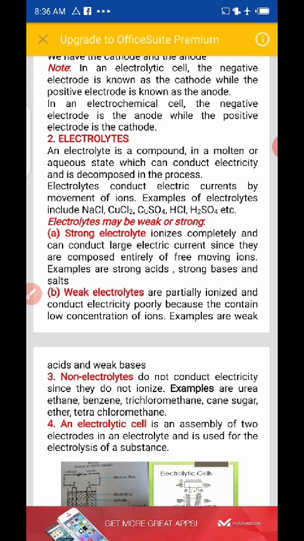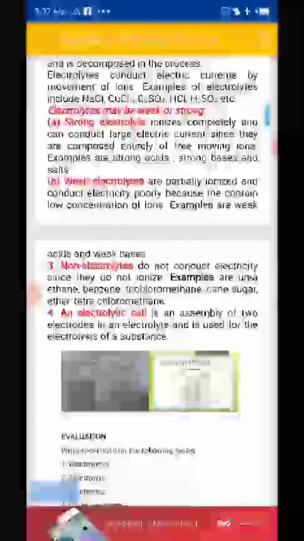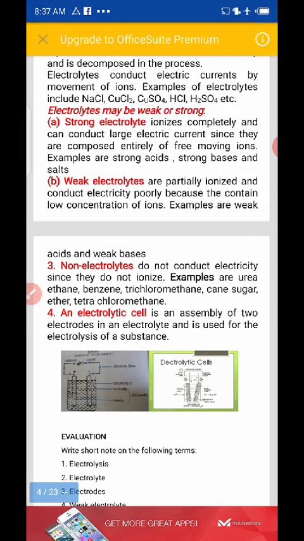But weak electrolytes are the ones that, when they are decomposing, do not completely ionize. They are partially ionized and do not conduct electricity so largely. So any electrolyte that is partially ionized and conducts electricity poorly because it contains a low concentration of ions is called a weak electrolyte. Examples are weak acids and weak bases. A non-electrolyte does not conduct electricity since it does not ionize.